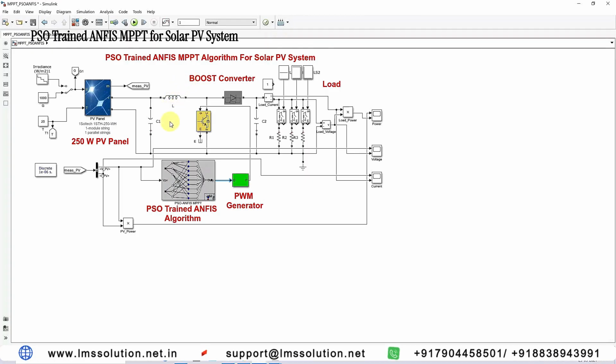Next, you have to check the performance of the model. Here I'm going to simulate this model. Initially, the solar panel receives two inputs.